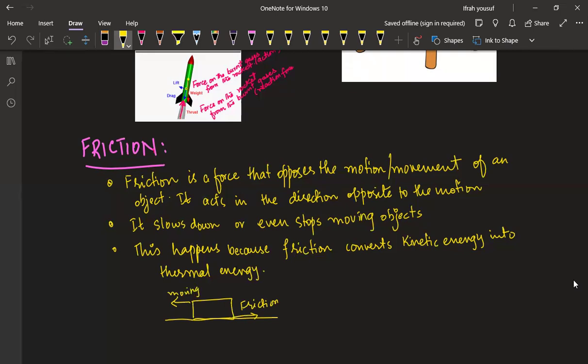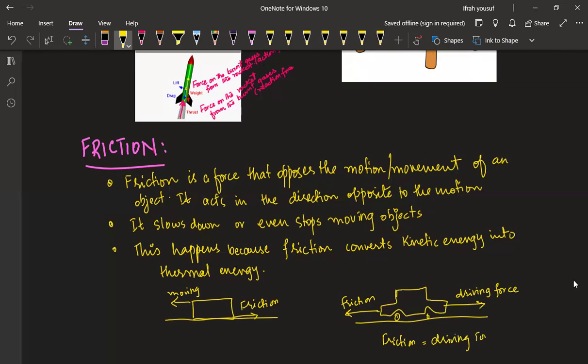Friction always opposes the motion. So if I have a car on the surface and it is moving, here is a driving force, or the force from the engine, and here's the friction. The body is moving with a constant speed, so the two forces, friction and driving force, are equal. This is the balanced condition, so the body is going to move with a constant speed.